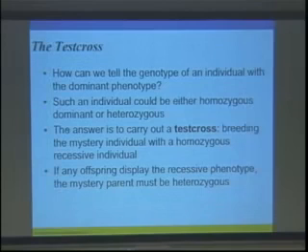How can we tell the genotype of an individual with a dominant phenotype? And again, the idea is to do a test, what we call a test cross. There are a couple of ways to do it. I talked about breeding it to itself as one way, but the standard test cross is to breed the mystery individual with a homozygous recessive individual, okay?